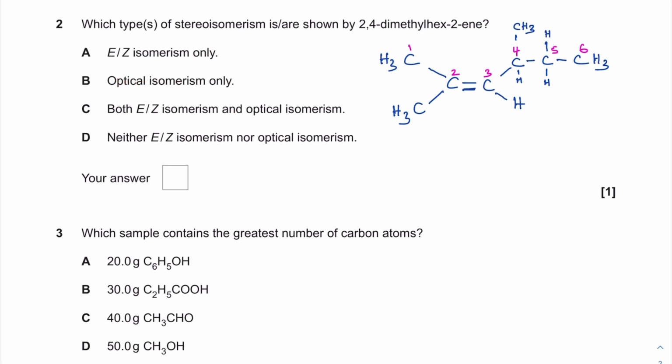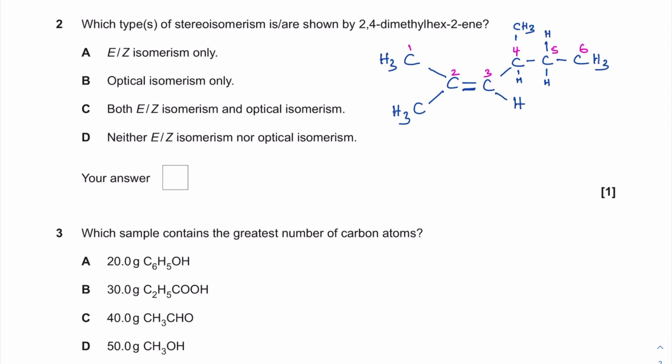Okay, now can we get optical isomerism here? Yes, actually we can, because if you look at this carbon here, this carbon will be a chiral center, because you've got a methyl group, hydrogen, ethyl group, and this massive group here. So there are 4 different groups: 1, 2, 3, 4. So that will show optical isomerism, which is what we call enantiomer. And so B is right.